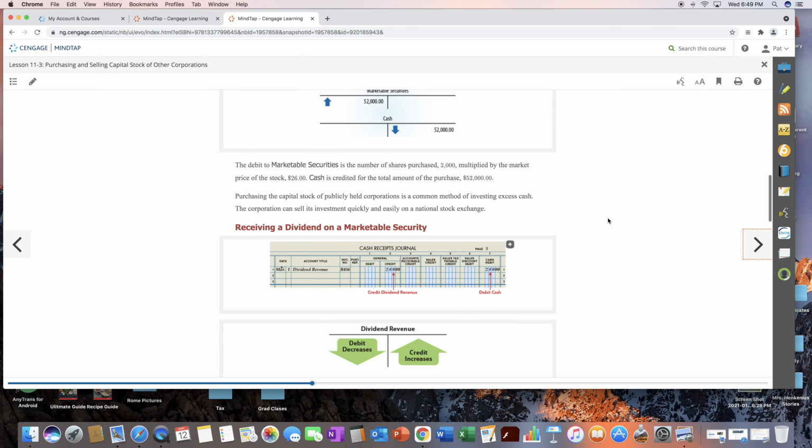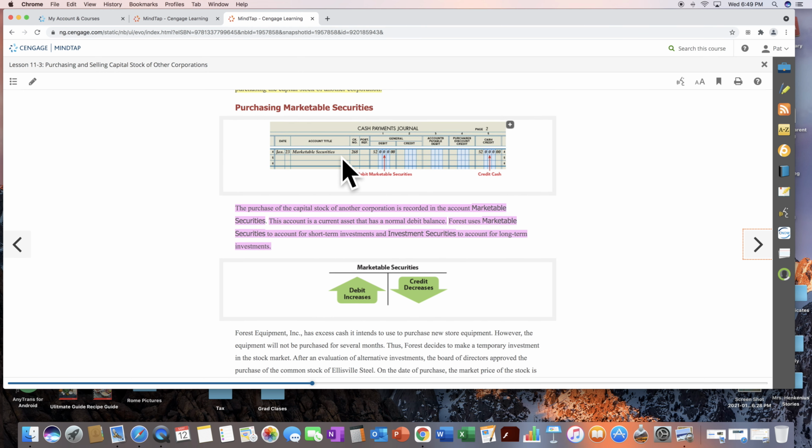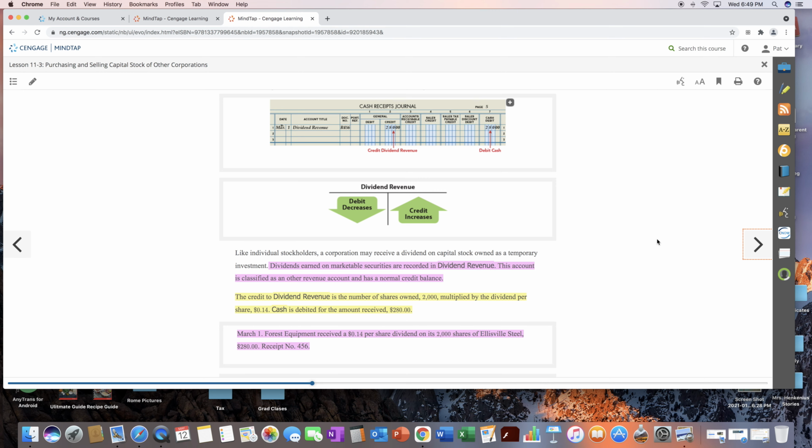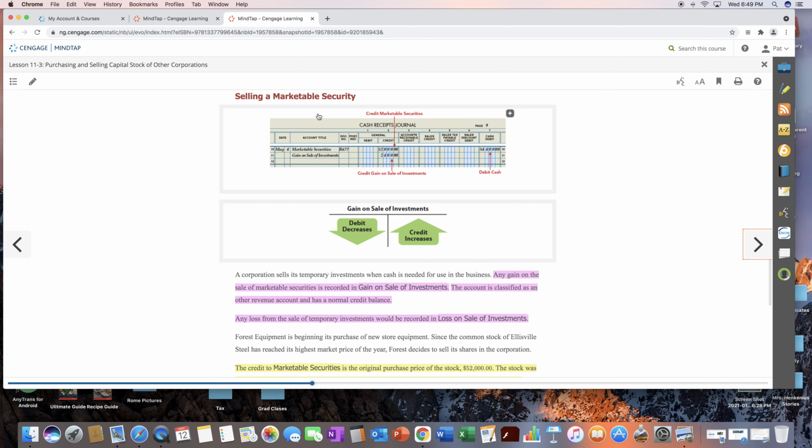The last part, so we now know how to buy a marketable security. We buy this capital stock of another company. We debit marketable securities. We declare a dividend on this. We will credit dividend revenue. And then selling the marketable security. So after 6, 7, 8, 9 months, whatever the case may be, we decide we're going to sell it because now we're ready for the expansion, for the use of that money in whatever way that we wanted to. Maybe we were just ahead of schedule. So we're ready to make a sale. They say if there's a gain on these investments, we will have the account called gain on investments, which is increased with the credit.